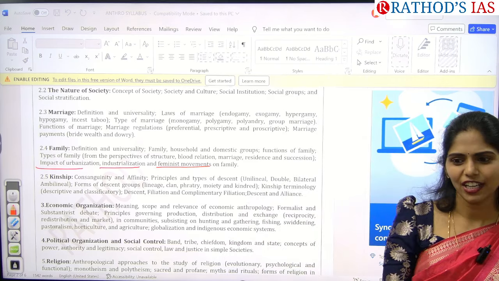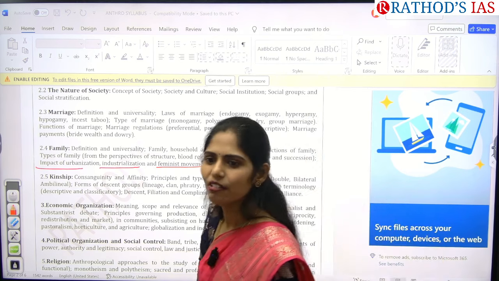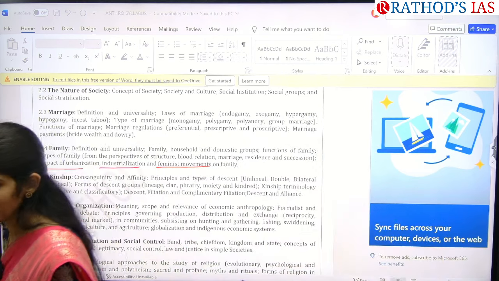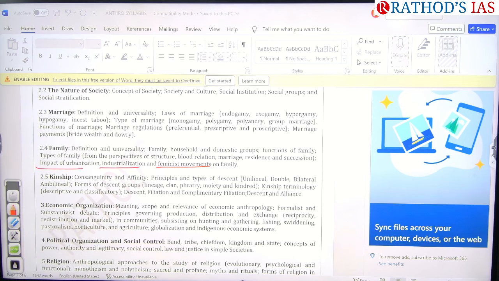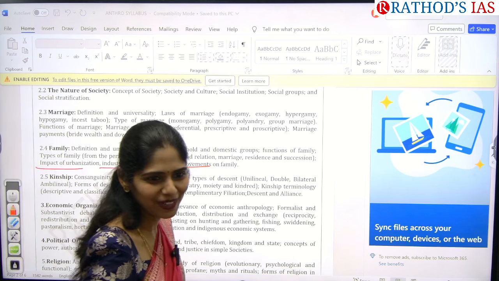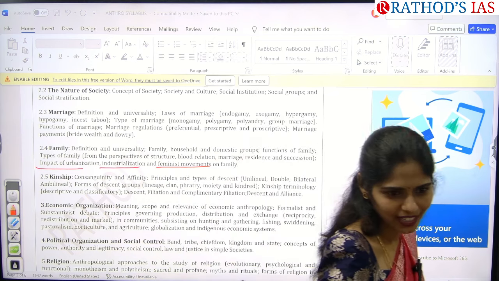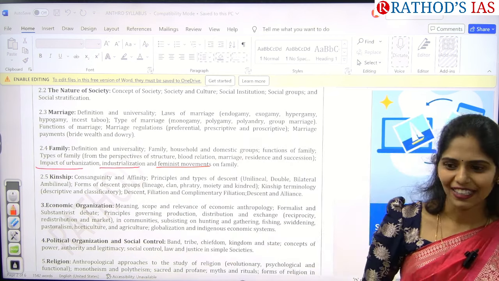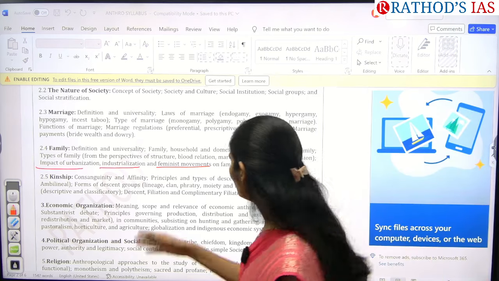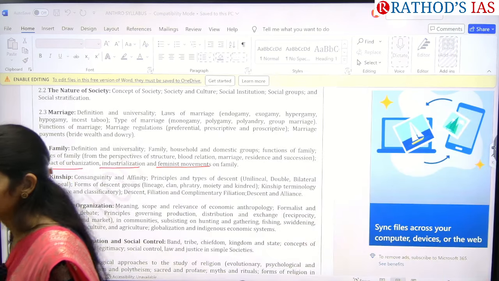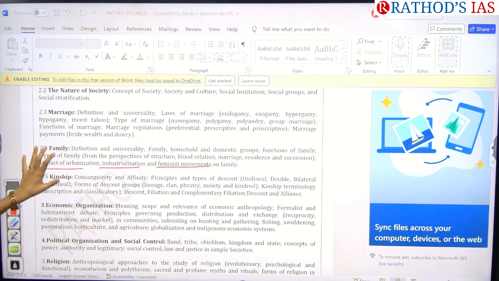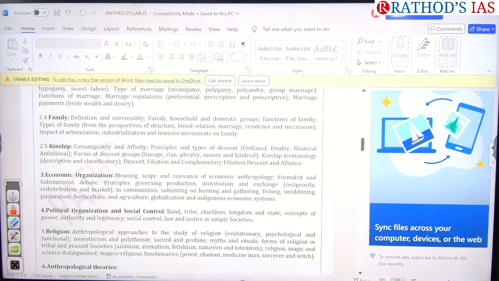Because of industrialization, even now, women are entering into different economic activities. Even women are driving trains and aeroplanes on par with men. So they are fighting for equal rights with men. So you will be studying the impact of urbanization and industrialization on this family. And kinship, very interesting. Okay, kinship.